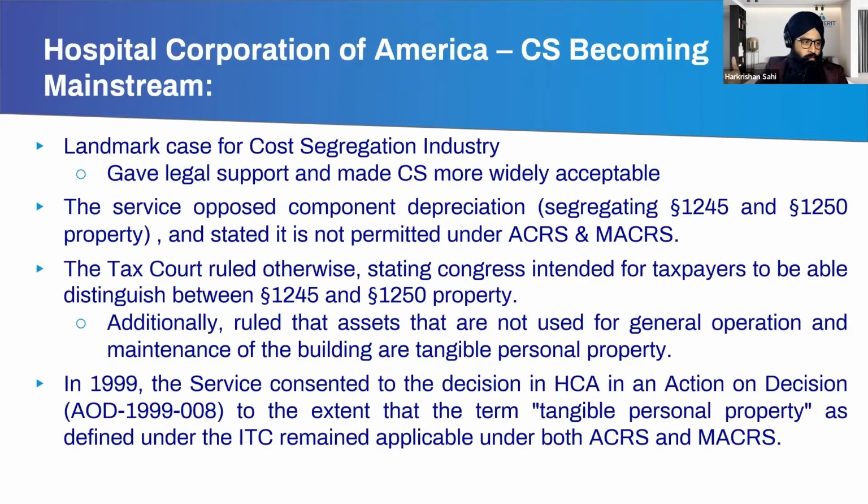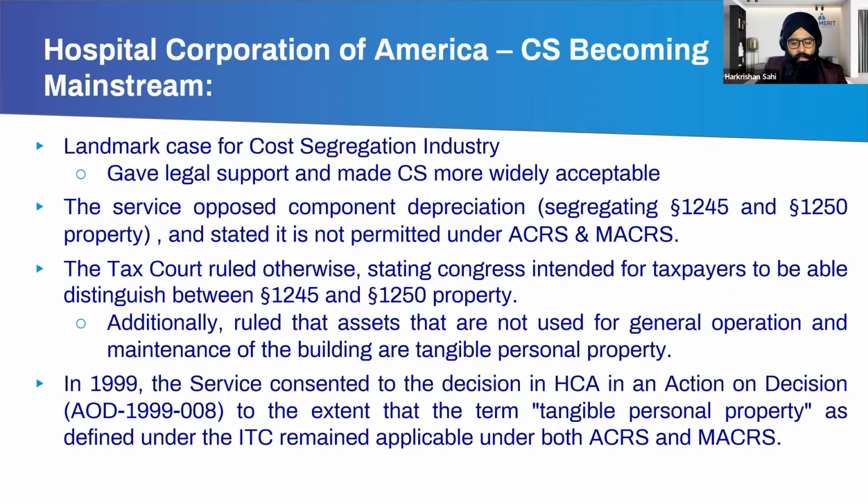The Hospital Corporation of America case was the key case which made cost segregation studies more important, because for the first time it gave legal support to cost segregation, and it started to become more widely acceptable. The IRS had been opposing it, arguing that you cannot do component depreciation, meaning you cannot segregate 1245 and 1250 property, because they said it's not permitted under the rules that came after ITC, under ACRS and MACRS. The court ruled otherwise, saying that Congress really intended for taxpayers to be able to distinguish between 1245 and 1250 property. It added that any assets not deemed for the general operation and maintenance of the building are tangible personal property. So it gave legal backing to cost segregation, and people started to do it more because now we had legal grounds.